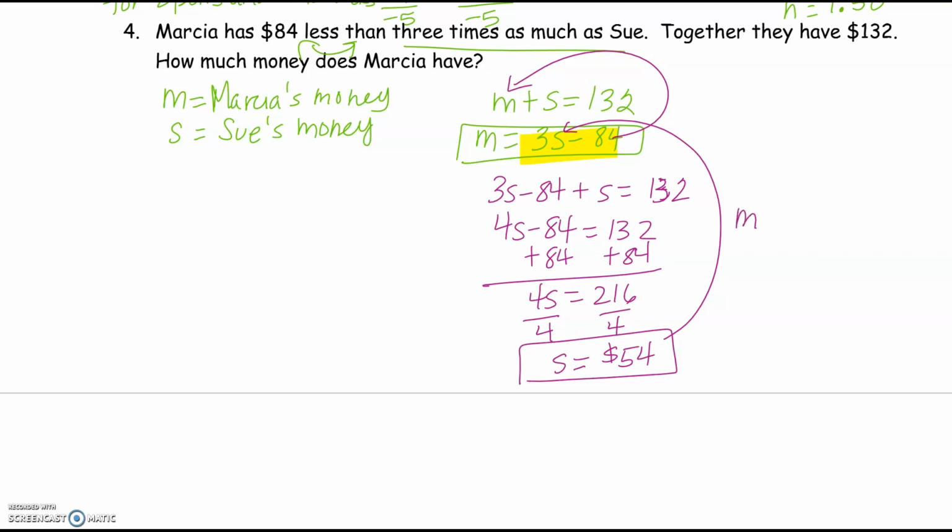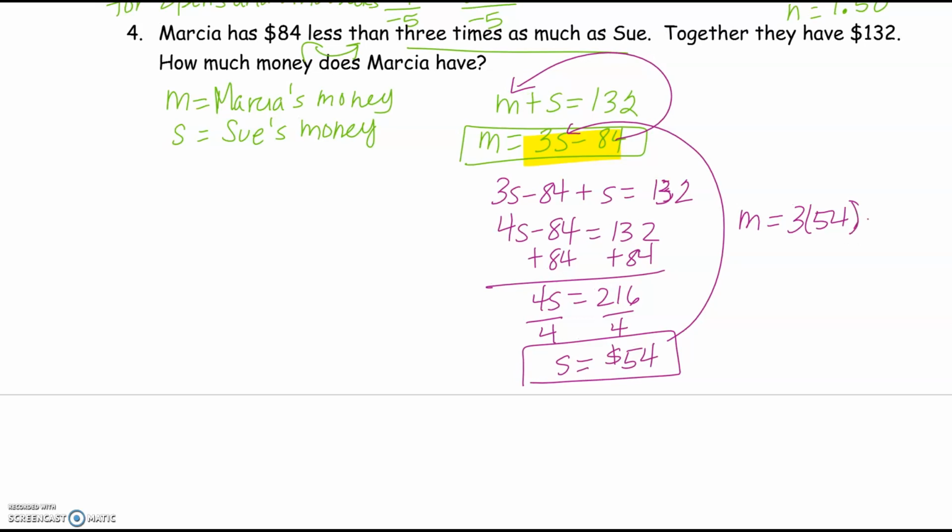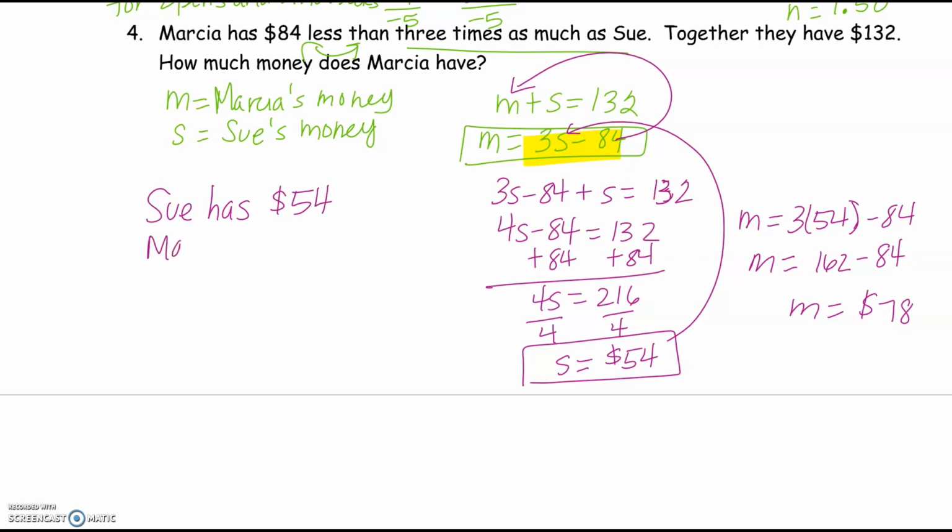I might as well put it back into here. When I do, I get M equals 3 times 54 minus 84. Marcia is 162 minus 84, or Marcia has $78. So Sue has $54 and Marcia has $78. But the question only asked how much Marcia has, so that's your answer.